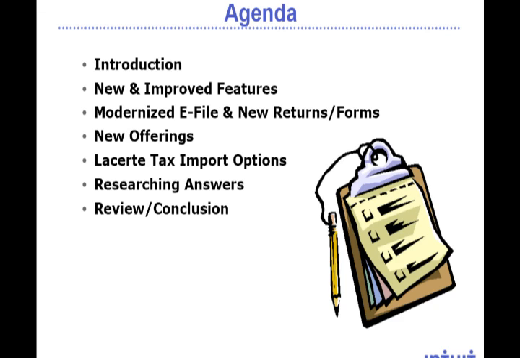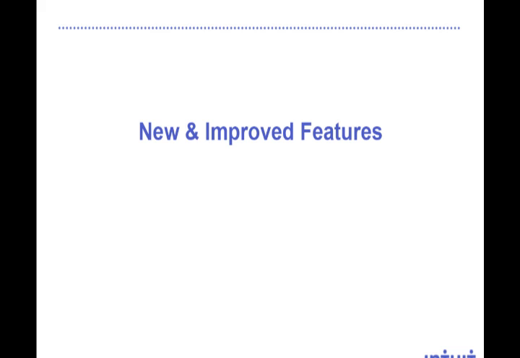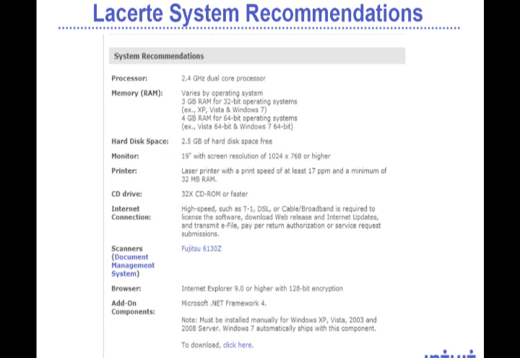All right, so with all that being said, let's go ahead and get into talking about some of the new and improved features. And first of all, as part of this, we want to talk just a little bit about the Lacerte system recommendations for the 2012 program. And this hasn't changed substantially from last year, but I just want to call out a few items. First of all, processor-wise, we recommend that you have at least a 2.4 gigahertz dual-core processor. For memory, we recommend at least 3 gigabytes of RAM for 32-bit operating systems and 4 gigs of RAM for 64-bit operating systems.